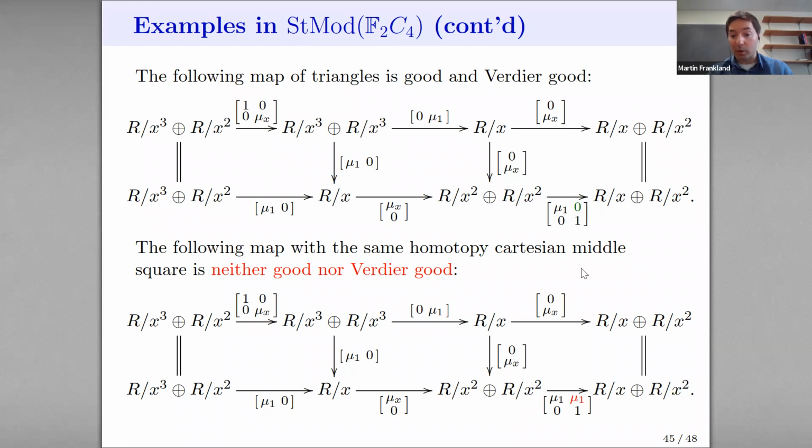But note that the middle square is the same, so it's still homotopy Cartesian, but it sits in this map of the form 1GH that is not good. And that illustrates the difference. In the upper row, the composite of the second and the third map, is that really 0?